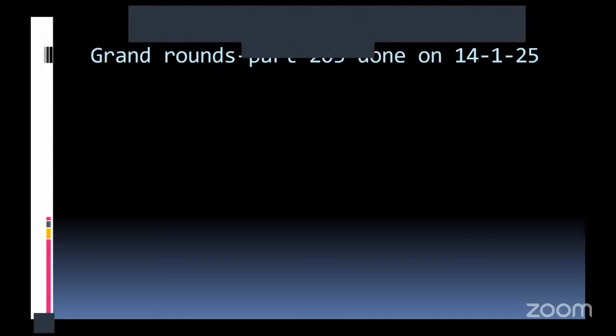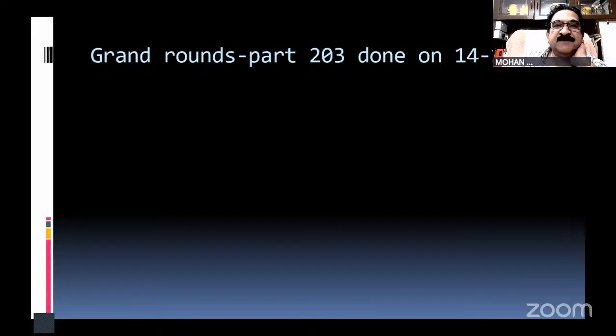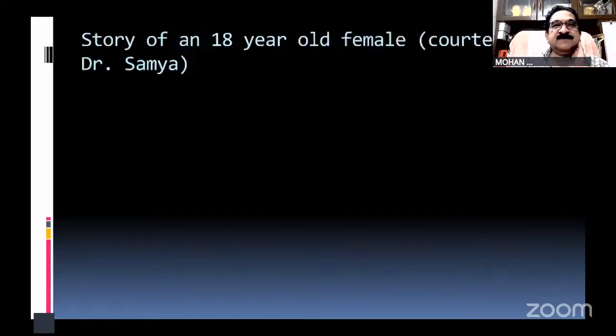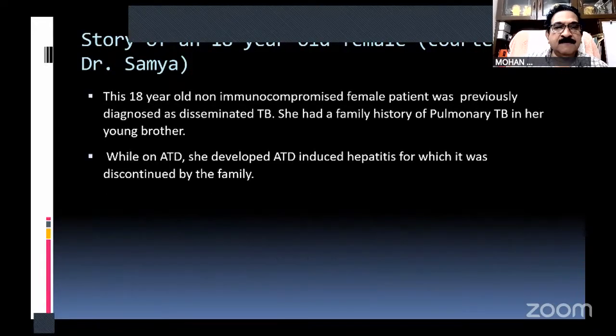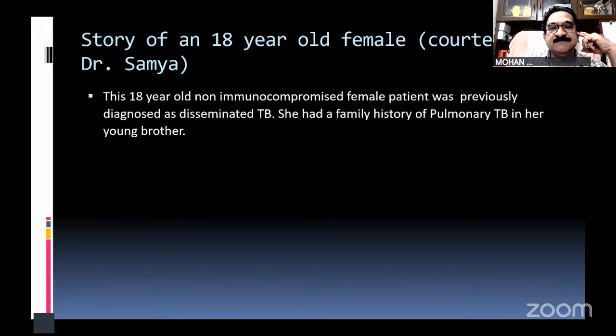So today we'll start with two short cases, two of which are given by Dr. Samia from Calcutta. Now, this is the first one. The story of an 18-year-old female. Okay. This 18-year-old non-immunocompromised female patient was previously diagnosed as disseminated tuberculosis.